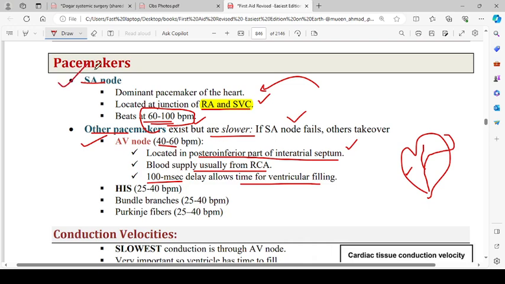Now this is when the SA node is the pacemaker. So we are just talking about the normal functionality. While the SA node is the pacemaker, it causes the atria to contract, and then for the impulses to be conducted from the atria to the ventricles via the AV node, there is a delay, and that delay allows the ventricles to fill completely. Then the bundle of His has an intrinsic beating rate, or heart rate, of 25 to 40 beats per minute. The same is true for bundle branches and Purkinje fibers.